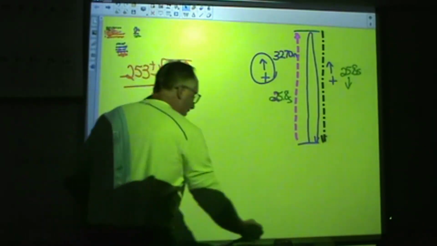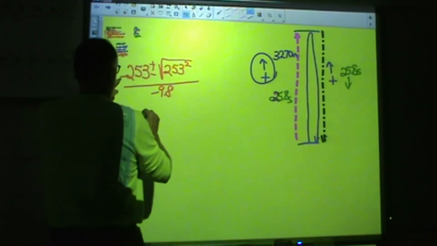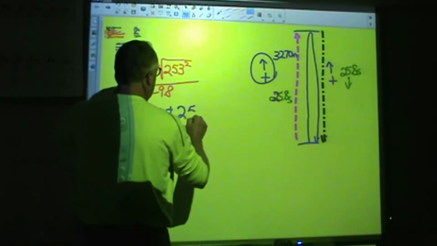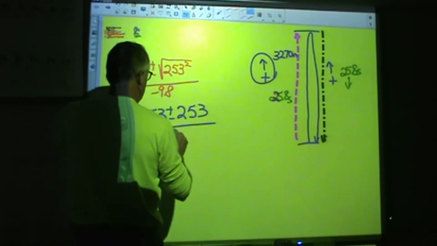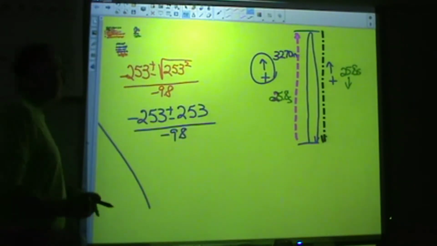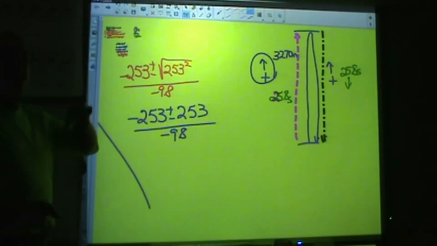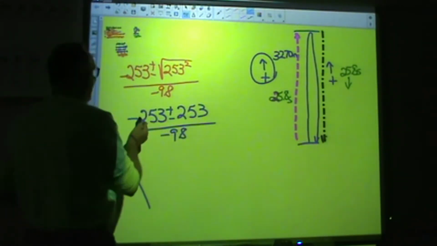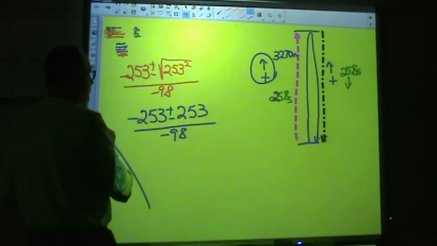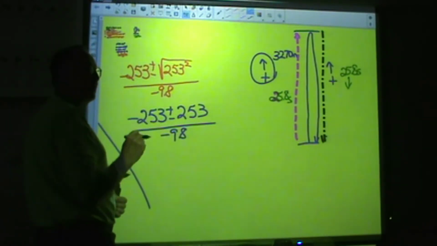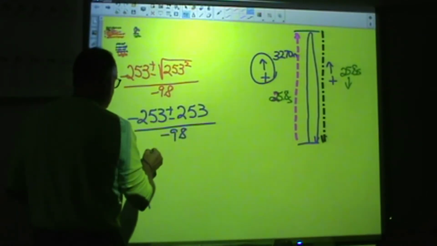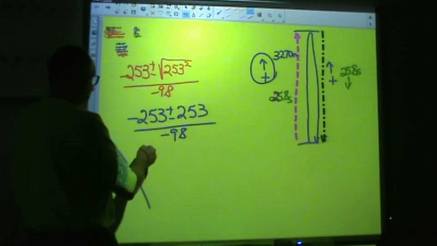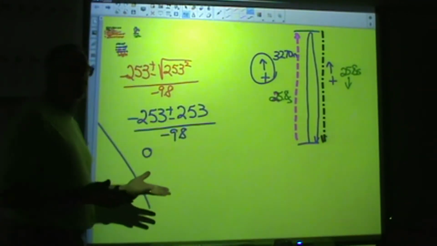Okay, so if I bring that up, now I've got negative 253 plus or minus 253 divided by negative 9.8. I'm going to get two answers. One if I add and one if I subtract. Both of them are legitimate answers. If I add this, negative 253 plus 253 is 0. So one of them I'm going to get 0 divided by negative 9.8, which is 0. And that's an actual number.